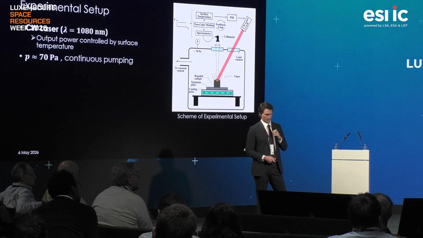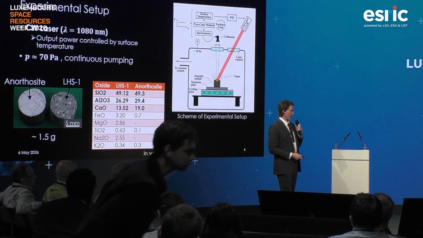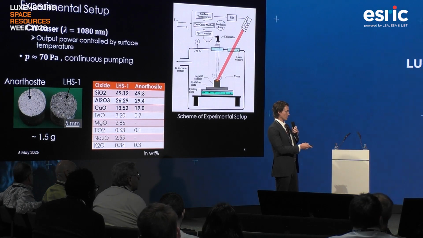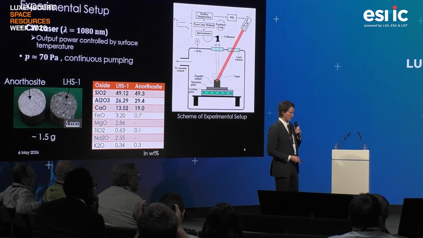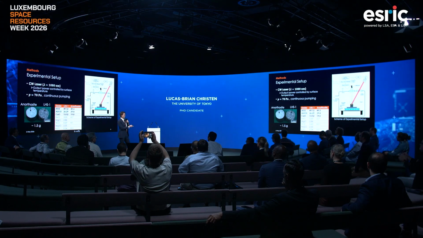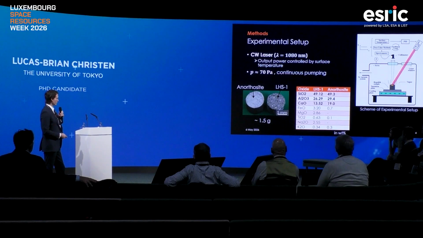And we used 2 materials, LHS1 and anorthosite, mainly because they both share a high content in silicon dioxide, and this is the species that we are mainly vaporizing through this kind of process.